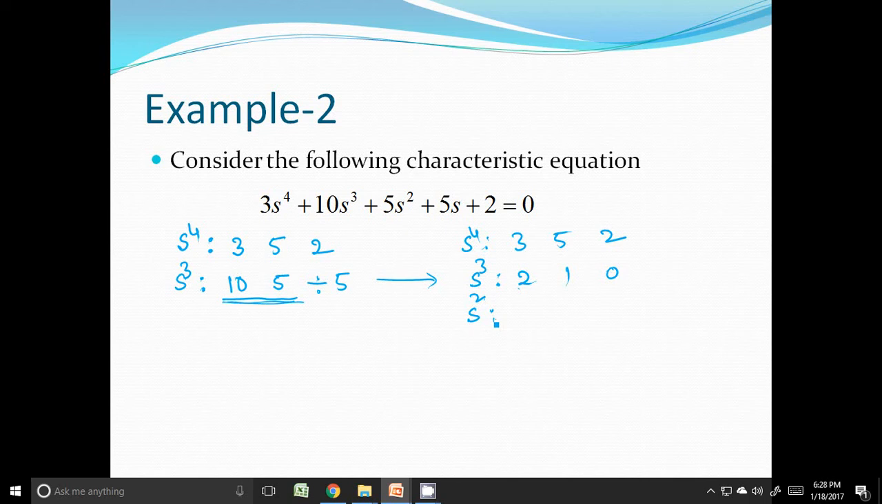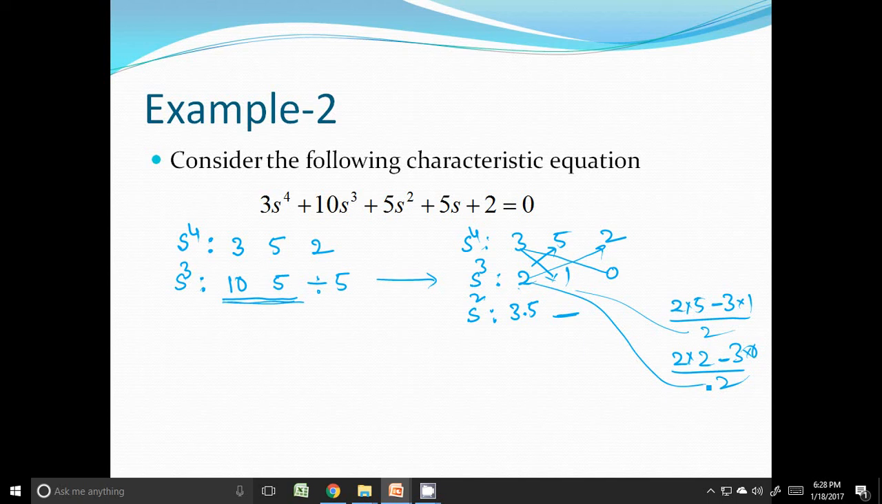Now calculate the s power 2 row. Here, 2 into 5 minus 3 into 1, divided by 2. You will get 10 minus 3, that is 7 by 2, which is 3.5. Next, calculate the second element in the s power 2 row with the same logic: 2 into 2 minus 3 into 0, divided by 2 again. So you will get 2.